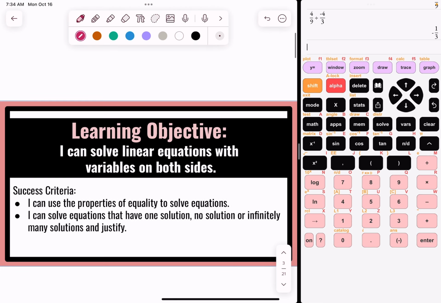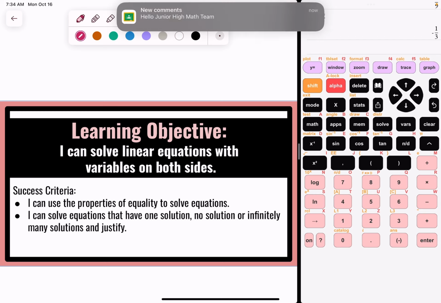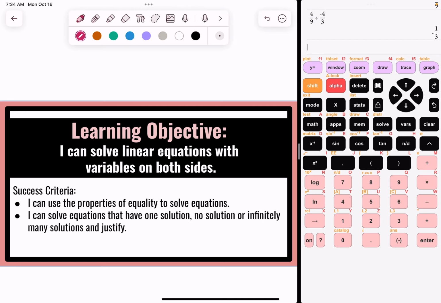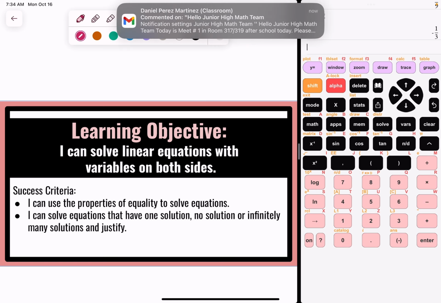Today and tomorrow is going to be like a two-part lesson. Today we're going to learn how to solve linear equations where there's variables on both the left and right side. Tomorrow we're going to do the same thing, but we'll see a special case of what happens sometimes.